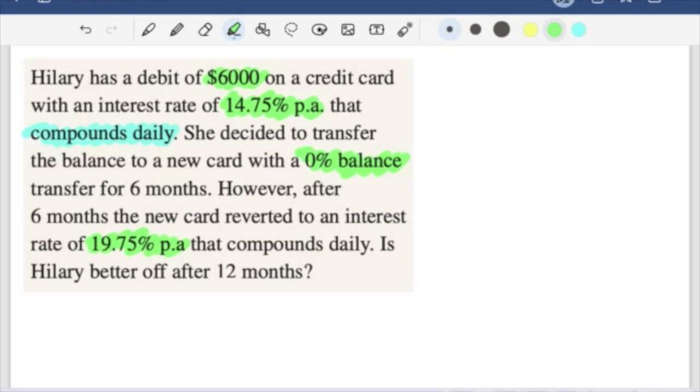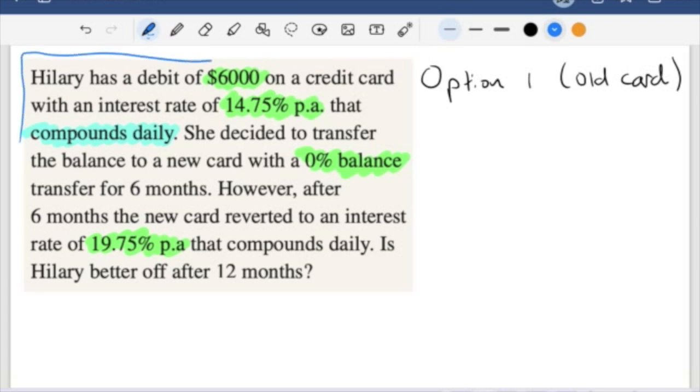So this is quite a wordy question. It's very common to just look at this and kind of panic because there's a lot of words, but we've underlined the main bits. I'm going to split this up into comparing, because it's asking, is Hillary better off? So we're going to look at two options basically. We're going to look at option one, which is the old card. And I'm going to isolate that as this first section.